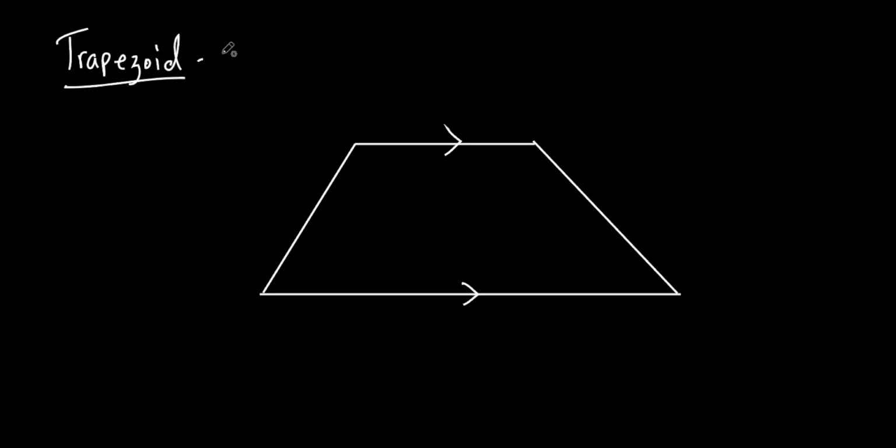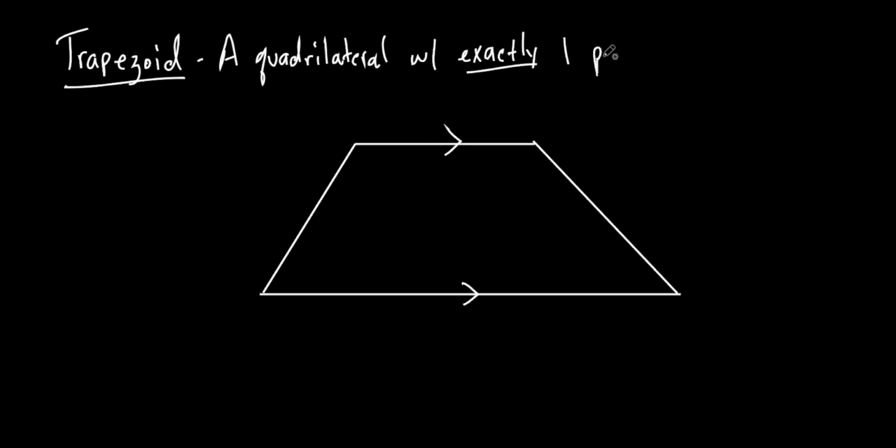So a trapezoid is a four-sided figure which we call a what? Quadrilateral. So it's a quadrilateral with exactly, I'm going to underline it, exactly one pair of parallel sides. That's right. Exactly, which means not at least, right? Not more than one. Exactly one. All right? And where are the parallel sides? This top one and this bottom one.